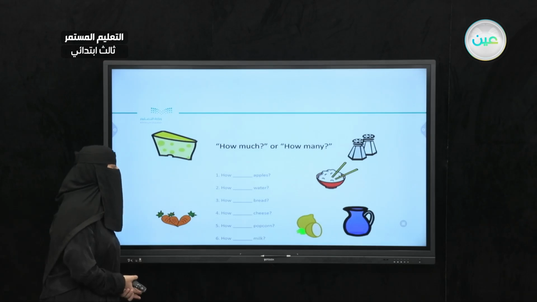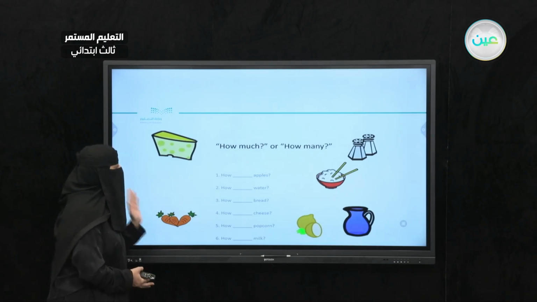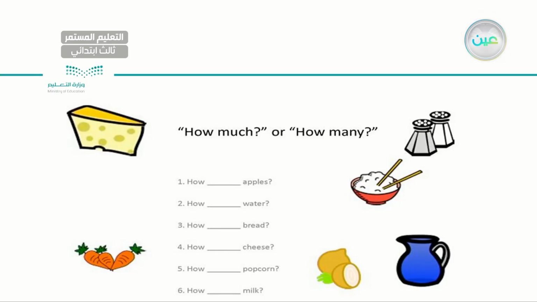Starting from the first one, how apples. So help me out here. Is it how much or how many? Based on the noun we have here, I have apples with an S for plural. What do you think? How much or how many? Very good. Your answer is correct. How many apples? How about number 2?